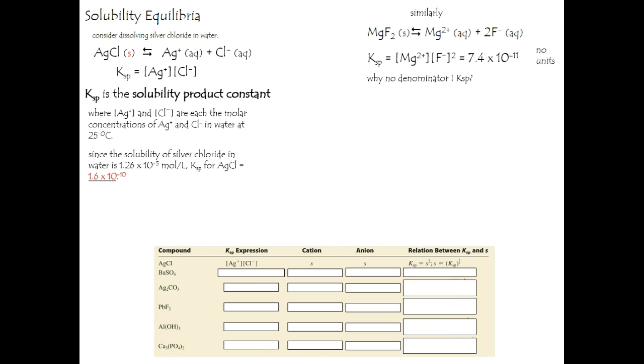Before we go any further, why did we eliminate the denominator? We mentioned it here before. It's not in solution. It never got dissolved, and therefore it gets omitted from the calculation.